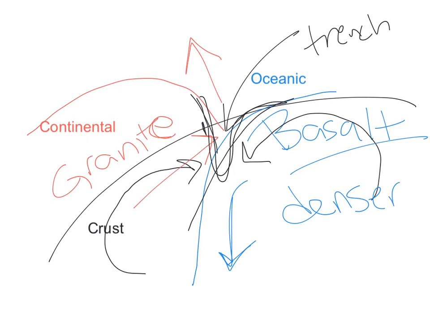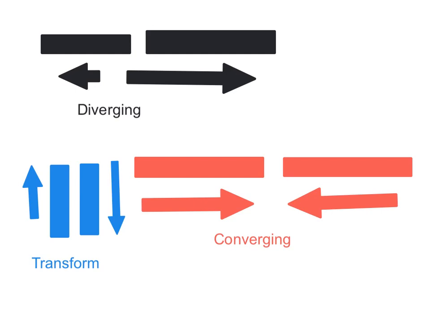There are 3 different types of plate tectonic boundaries. The one I demonstrated before with the granite colliding against the basalt, meaning the continental crust colliding against the oceanic crust, is known as a converging plate boundary because they're converging and crashing against each other.